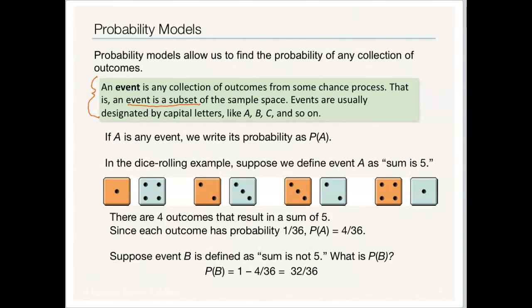So an event in the dice rolling example they give you here, let's define event A as the sum of 5. And so there are 4 outcomes that result in a sum of 5. And so if I use probability notation, I can say that the probability of event A occurring is just 4 out of 36. Reduces to 1 out of 9 if you like.